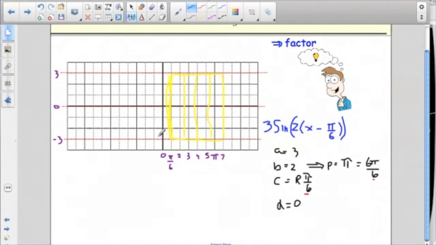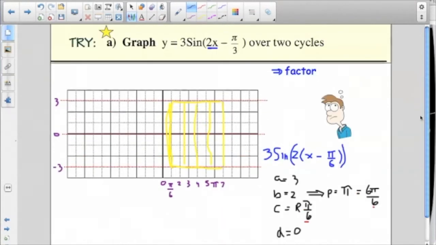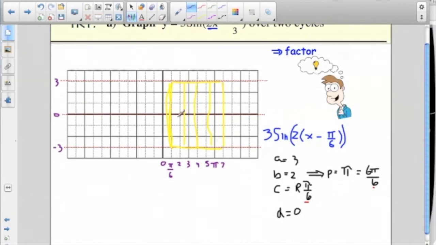And our points are going to be, what do we have here? We have a sine positive. So here's our sine positive. Goes from middle to top, to middle, to bottom, back to middle. And now we have our graph. All right?